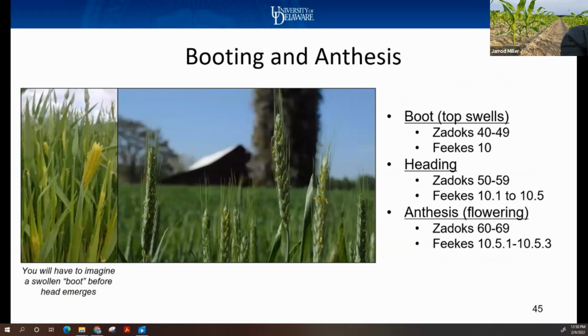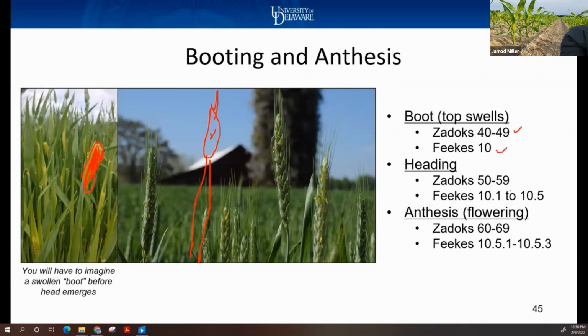Once you get past flag leaf, we get to booting and anthesis. And again, I have a picture of a booting somewhere, but I could not find it anywhere at all. So if you look right in here, imagine this seed head was still enclosed in the leaf, and that's the boot stage, because what happens is you have this swollen top of the plant because the seed head is inside of that plant, but it hasn't emerged yet. Right here, it's already emerged, but imagine if this was still wrapped up inside of the green leaf. That's your boot stage.